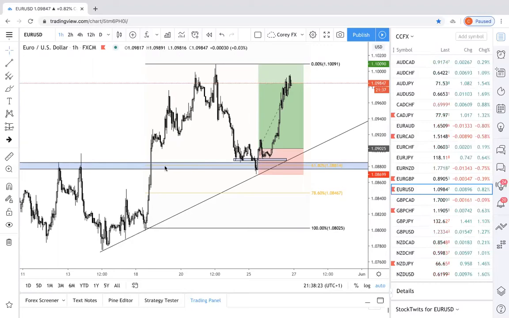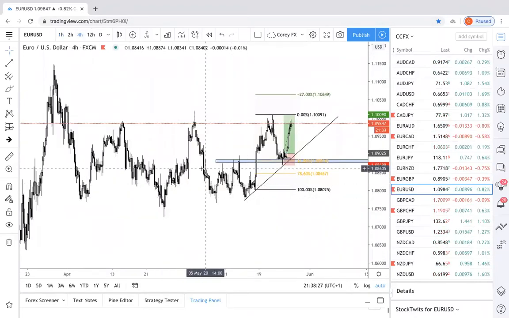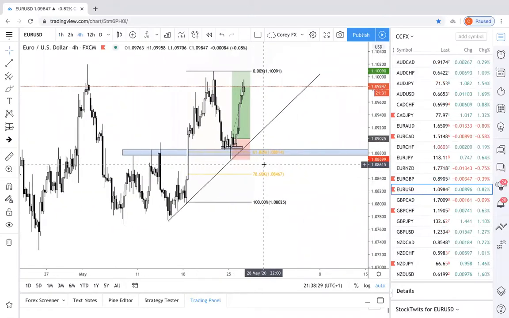I start by looking on the 4-hour chart. So on the 4-hour chart, basically just plain and simple structure. So lower highs, lower lows, higher highs. Obviously for me, this was a point of a key area.